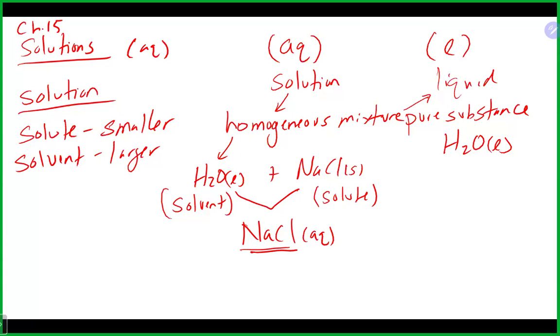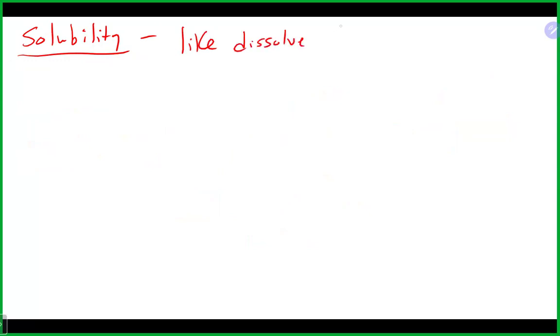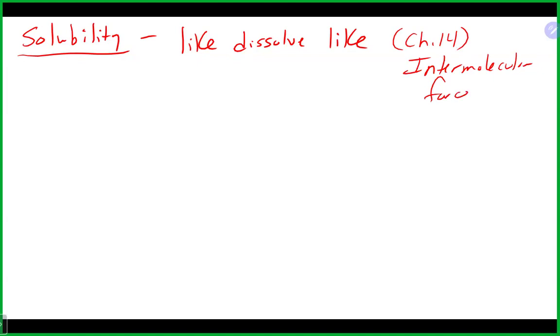Now, we talked about the idea of solubility with solutions and just in general. And it brought up that idea that we talked about of like dissolves like. And as we talked about, what that essentially means is it really does fall back to some of that stuff that we talked about in chapter 14, mainly those intermolecular forces. And again, if you remember, there's really three types of intermolecular forces that we talked about.